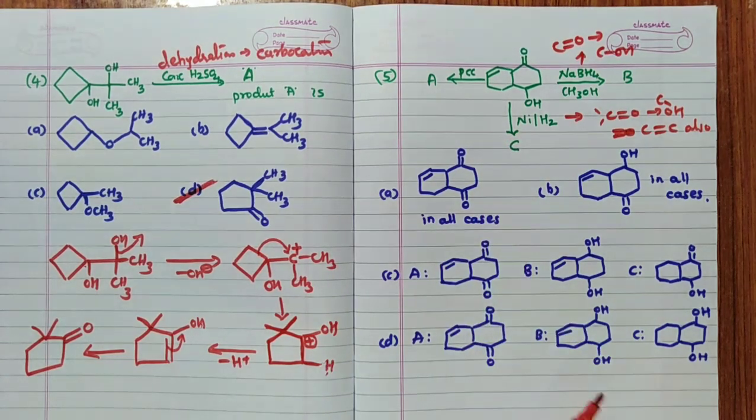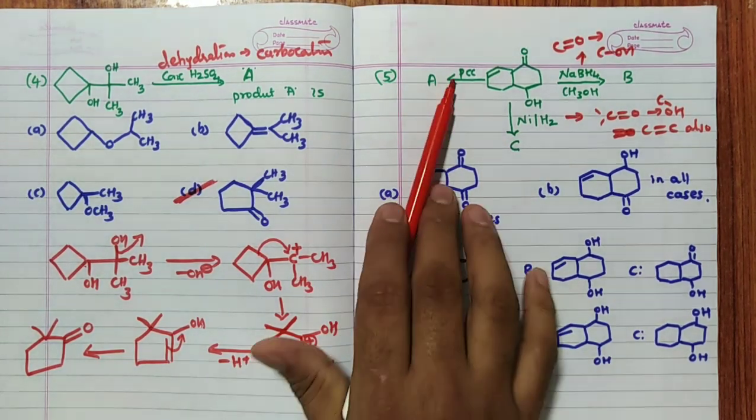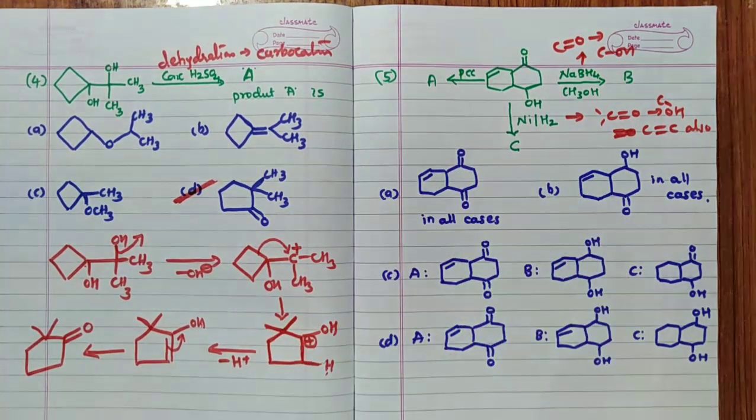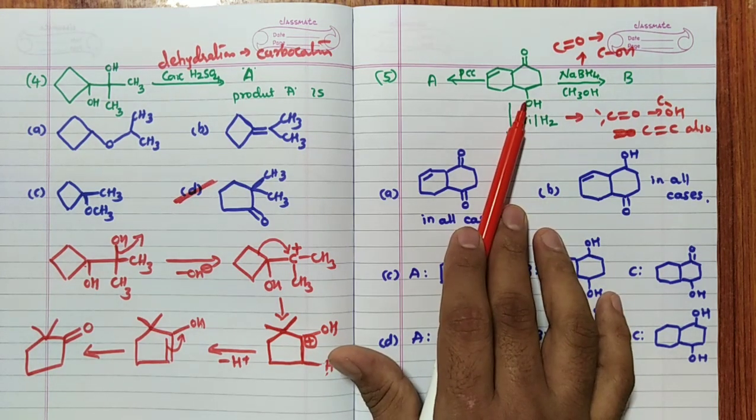Very important point. Then remember, PCC is a simple oxidizing agent. It will not touch the double bond, and the double bond O also. What will it do? It simply converts this OH into double bond O.